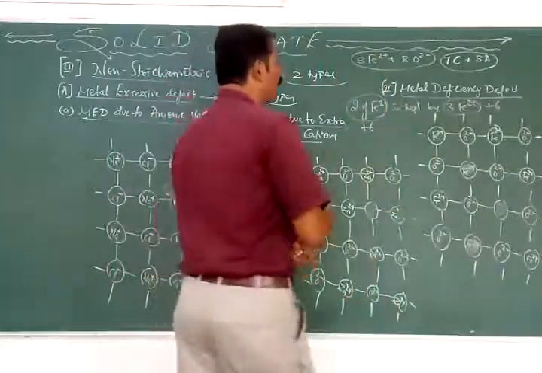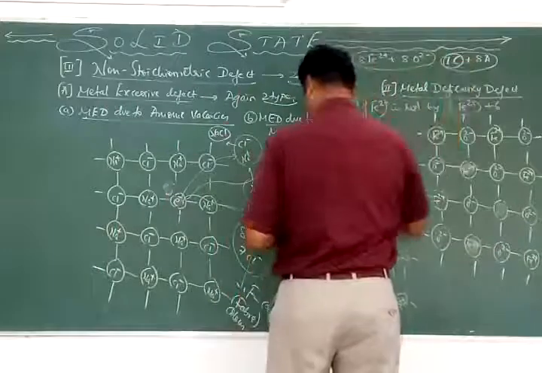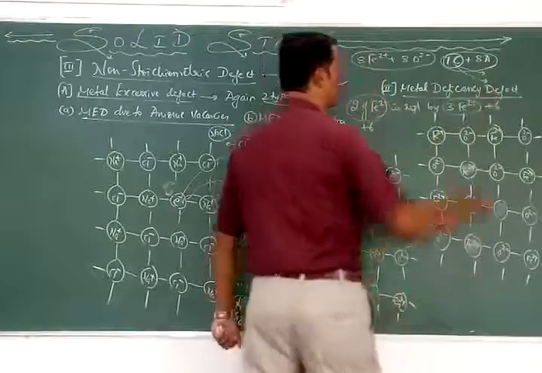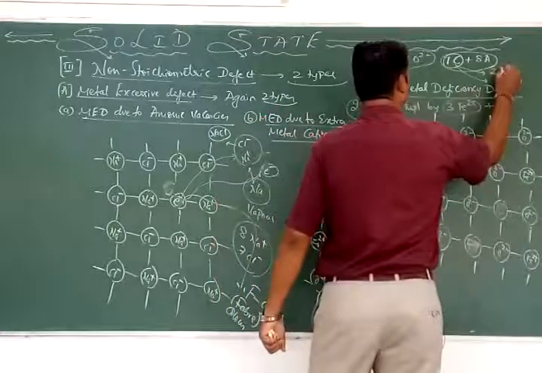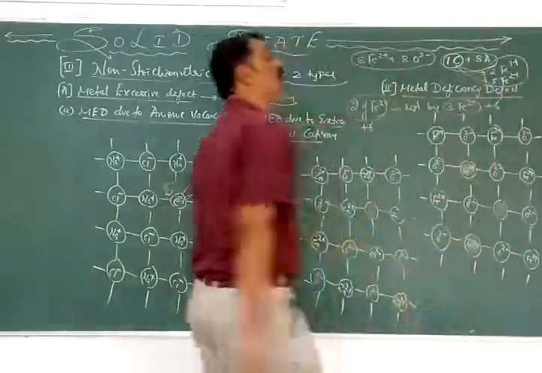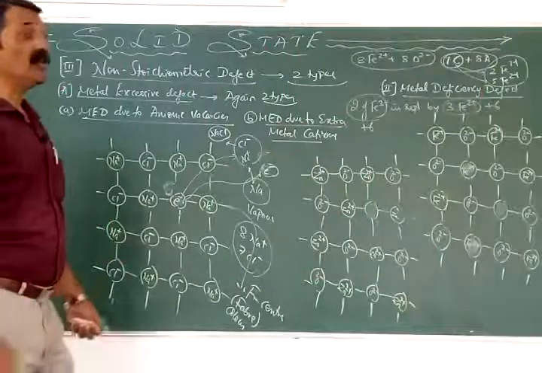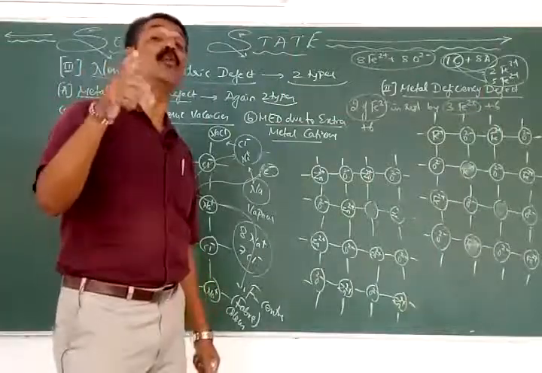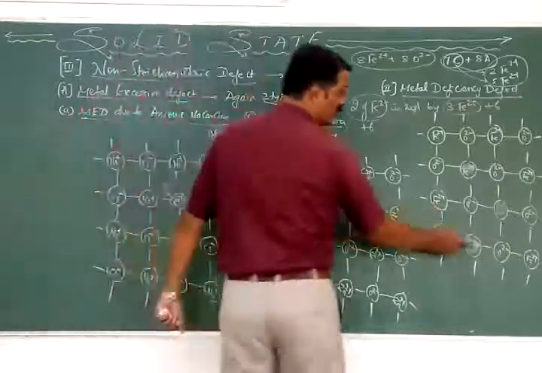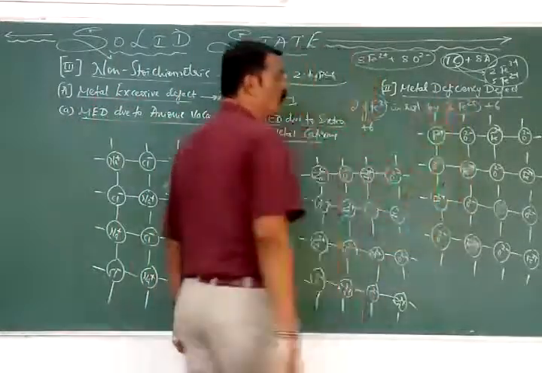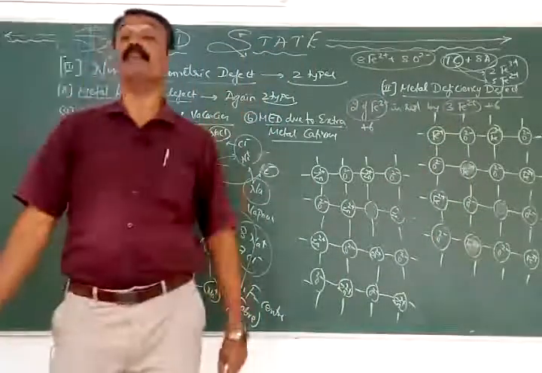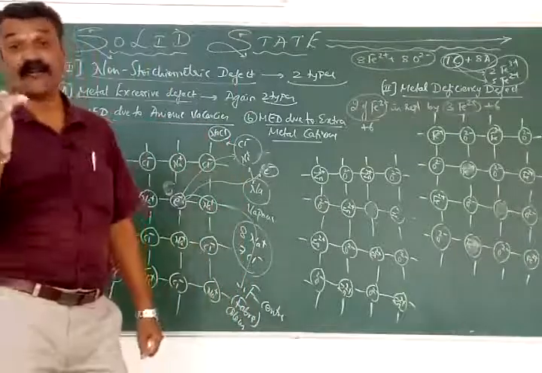So here among the 7 cations, 2 Fe3+ and 5 Fe2+. Among this one, what we are having? The 3 of the Fe2+ has been replaced by 2 of the Fe3+. Therefore, totally we are having 2 Fe3+. These 2 are Fe3+ and the rest 5 are found to be Fe2+. That is why there is a deficiency with respect to which one? Metals or the cations. That is why it is called a metal deficiency defect.